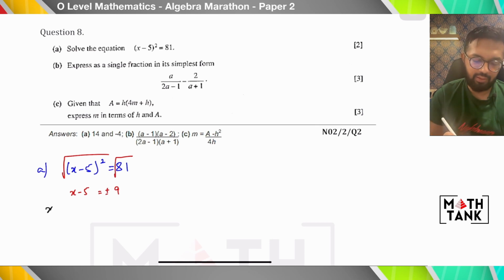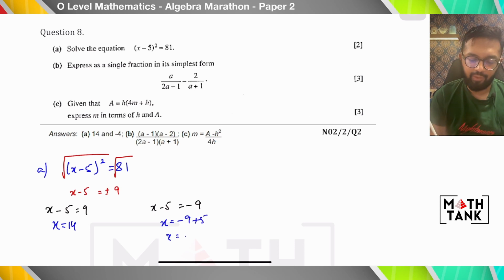There are two possibilities then. x minus 5 equals 9 and x minus 5 equals minus 9. What do I get? x equals 14 and x equals minus 9 plus 5, which is minus 4. So those are the two answers that I'm getting.